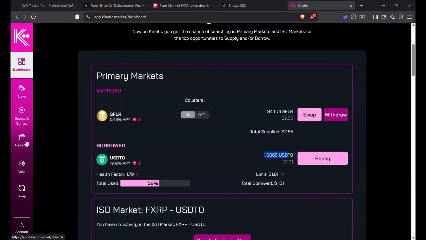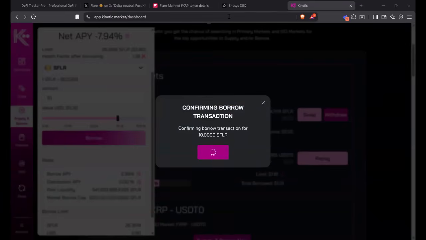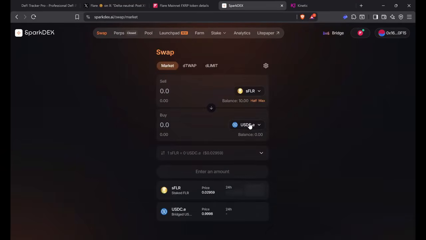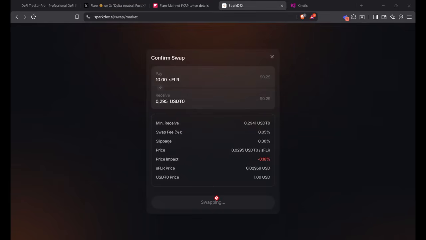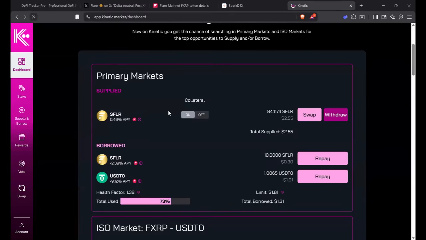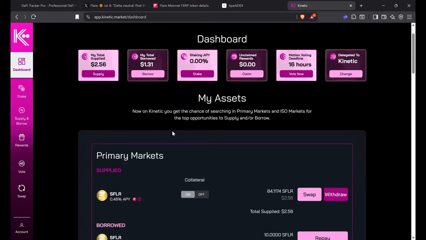Now, what I've been playing with as well is what happens if I borrow 10 SFLR and then I go to Spartex. So now you have that sFLR, right? Yeah, you do. Okay. And you're swapping some to USDT0. Is USDT0 Tether? This is the omni-chain version of Tether, yes.